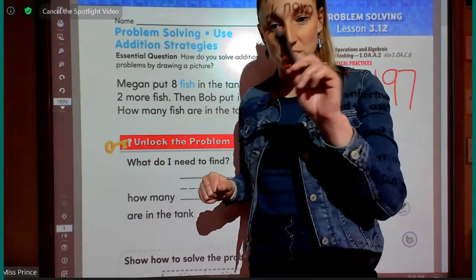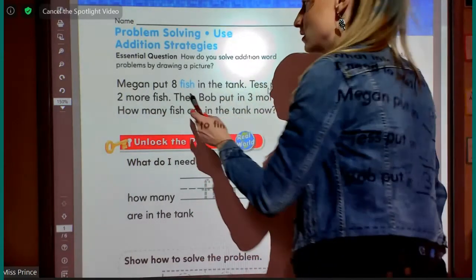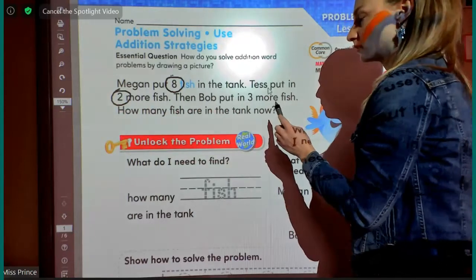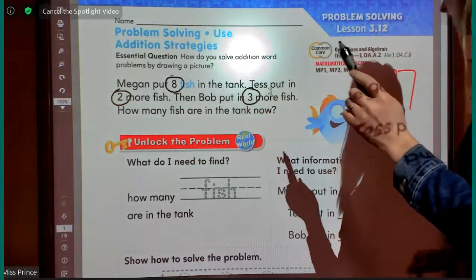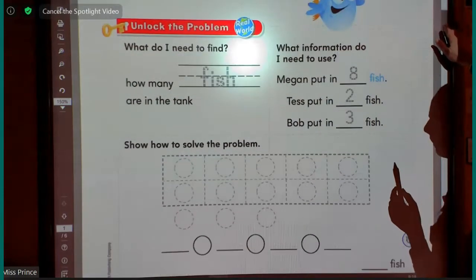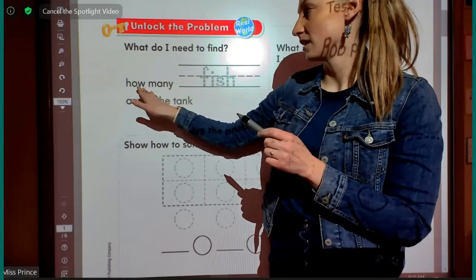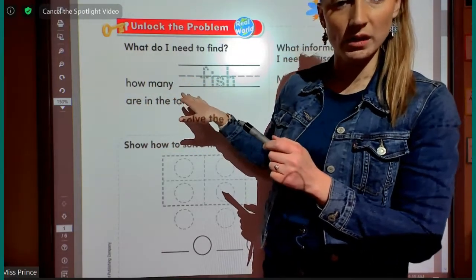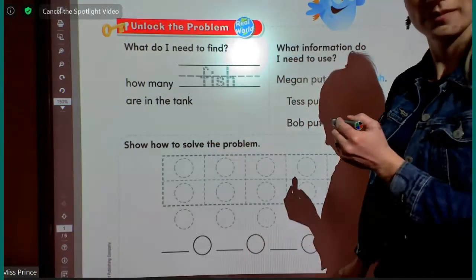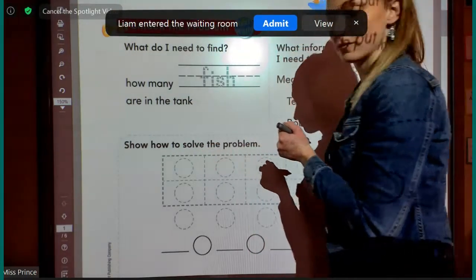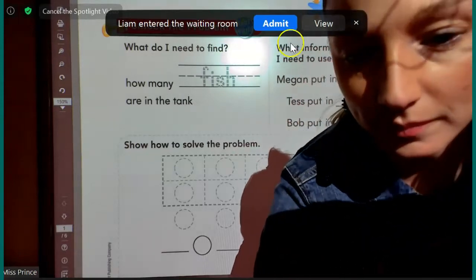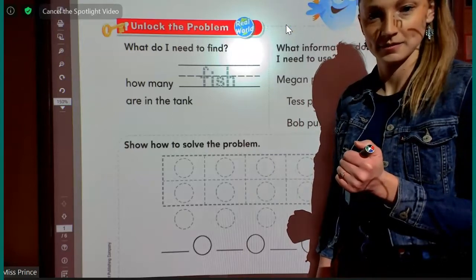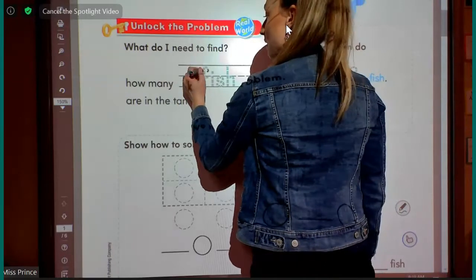Remember, the first thing I want to do is circle all of the numbers, okay? So I have 8 fish, 2 fish, and 3 fish. Our first question is, what do I need to find? We want to find how many blank are in the tank. What are we looking for, Xander? So, we're looking for how many fish.